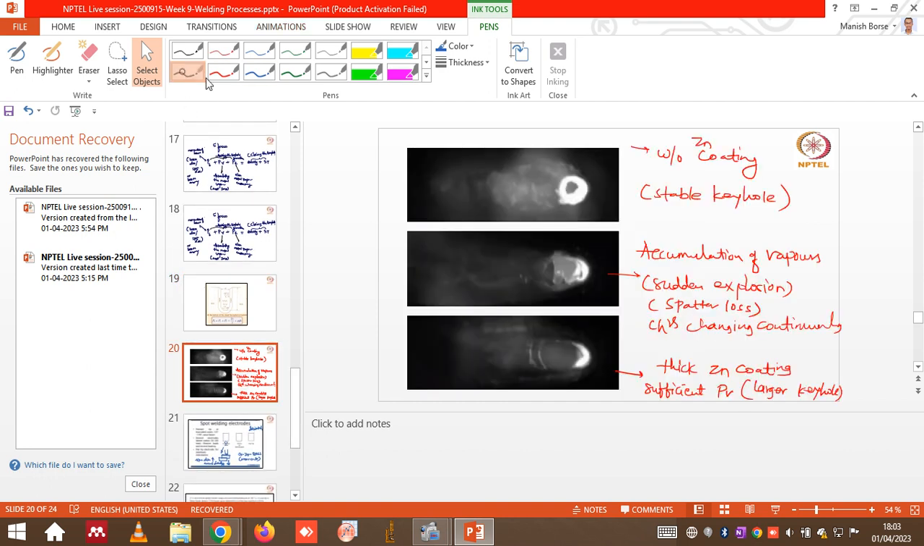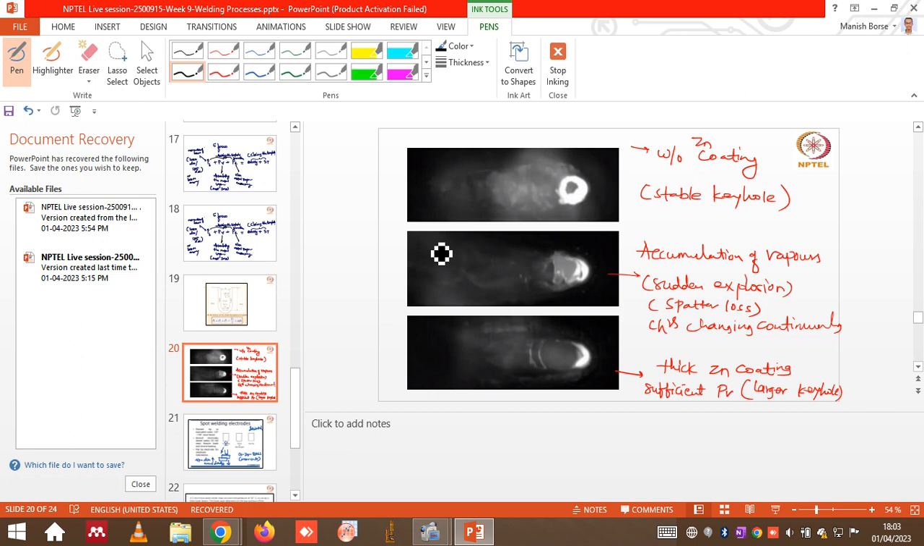Okay, so let's say we want to join two plates in the lap configuration. In all the cases we can say there are plates of similar thickness, and we want to join those plates through the lap configuration, right?